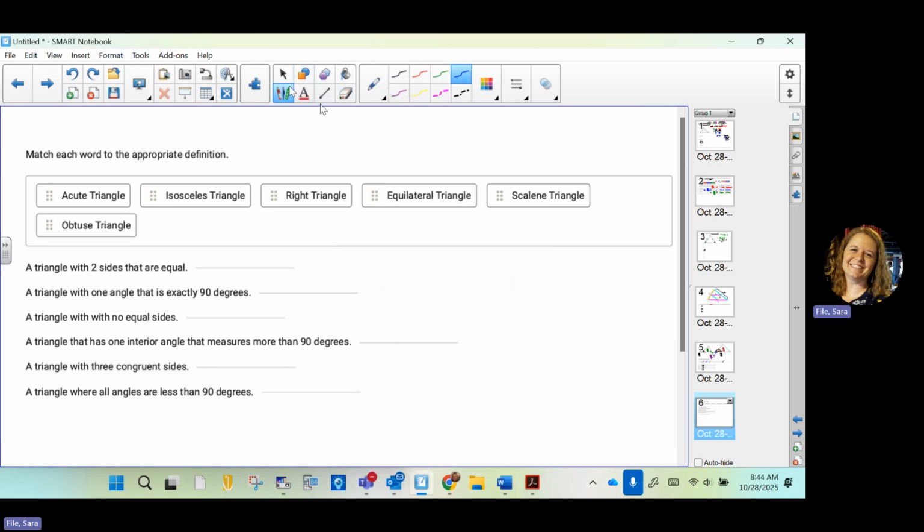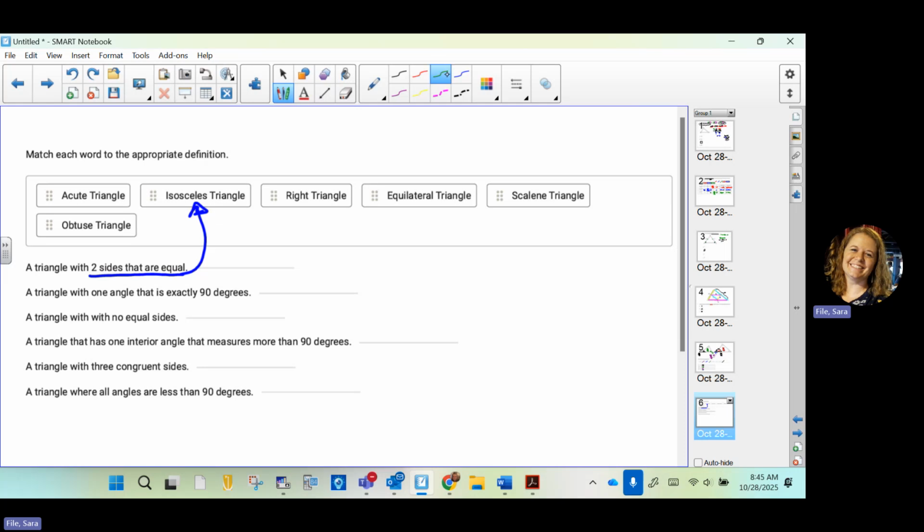So a triangle with 2 sides that are equal. What did we say? If 2 of the sides are equal, it's isosceles. I'm just going to color code or draw lines. On yours, you're going to have to write words because you don't have this image on your thing. But you could just write isosceles has 2 sides that are equal, or 2 equal sides is isosceles, however you want to word that.